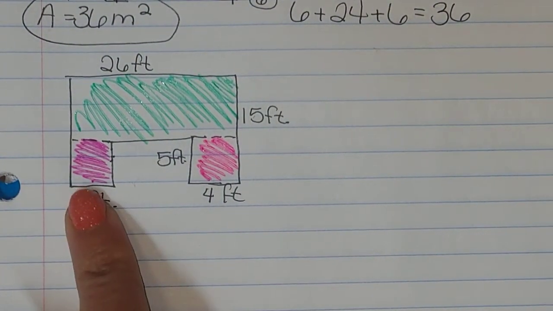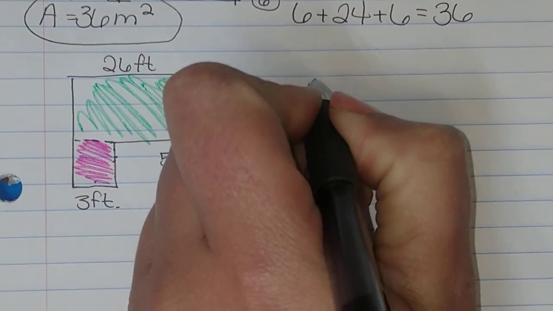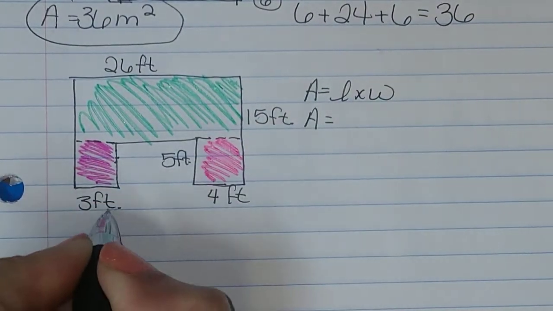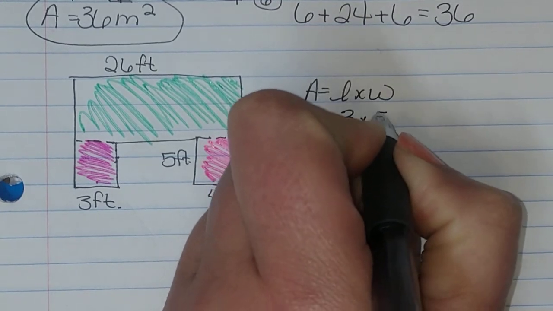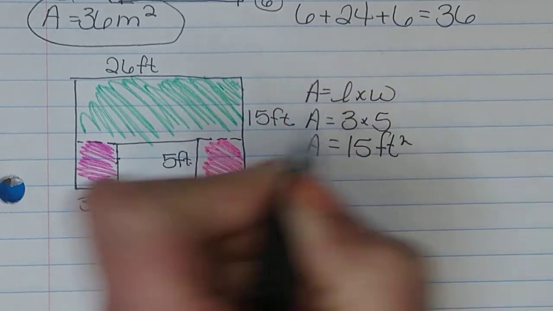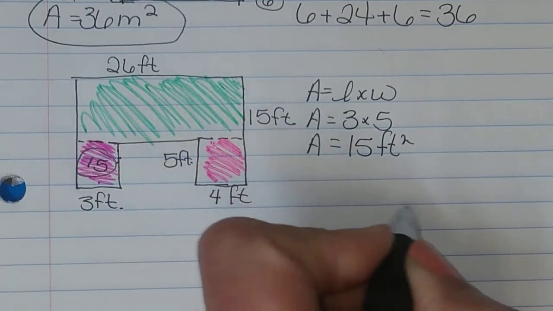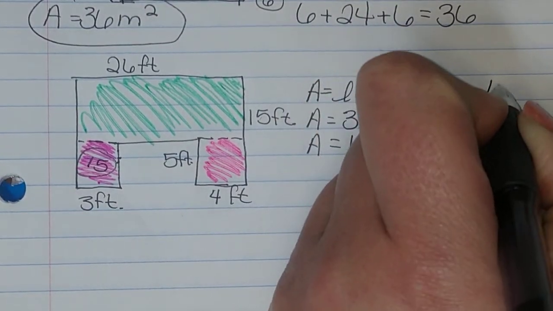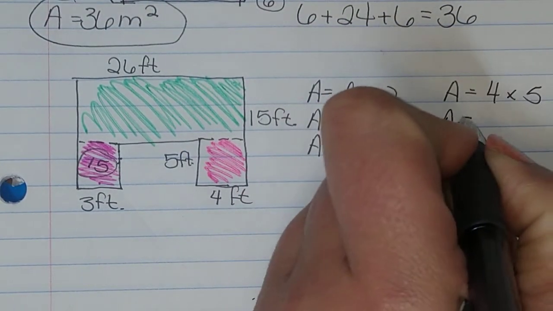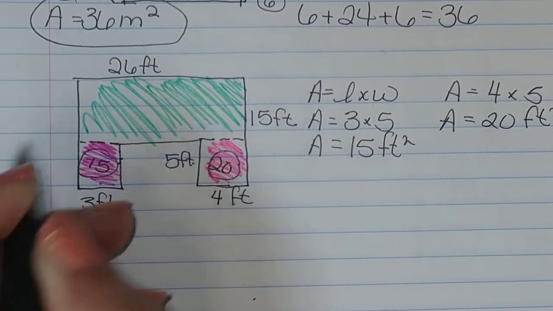Let's take this shape right here. Length times width, which is 5 feet. Area equals length times width. Area equals 3 times 5, which gives me an area of 15 square feet. I'll put a 15 in there and circle it. Let's look at this other one. Area equals 4 times 5 for the length times width. Area equals 20 square feet. I'll put a 20 right here.